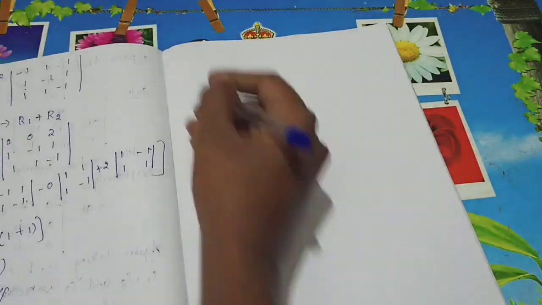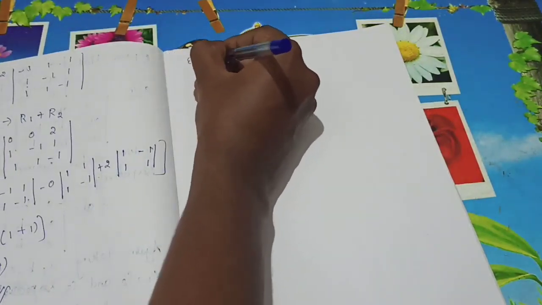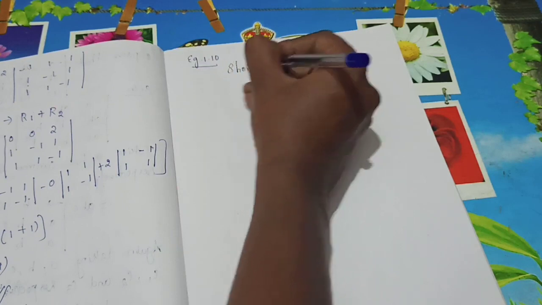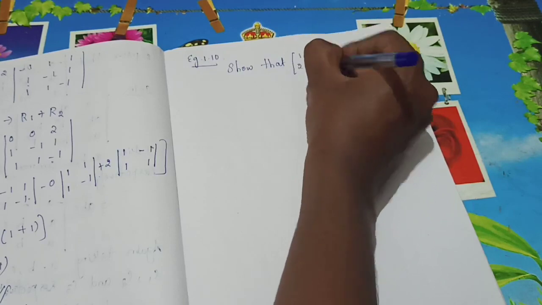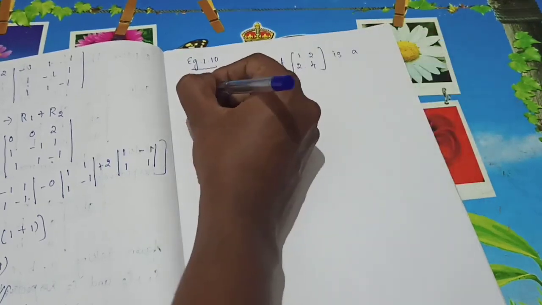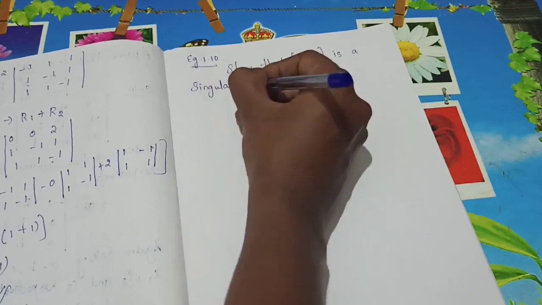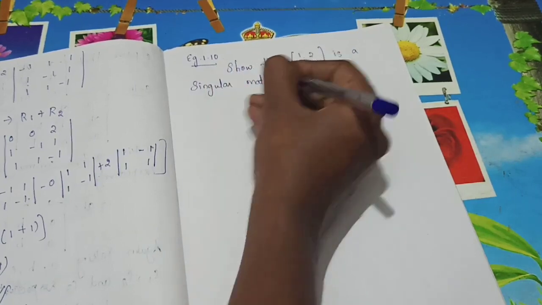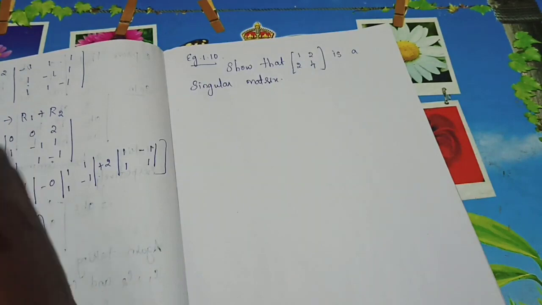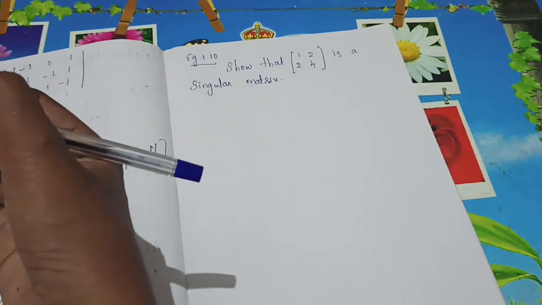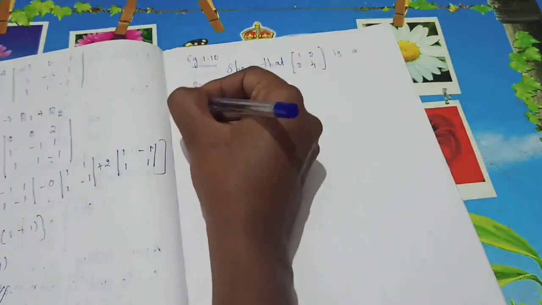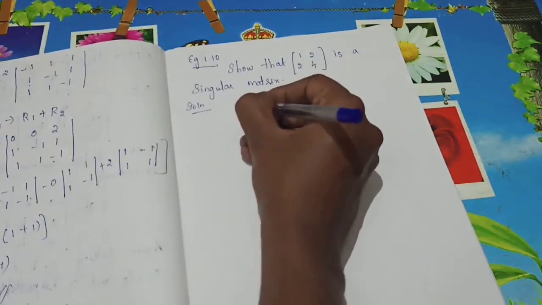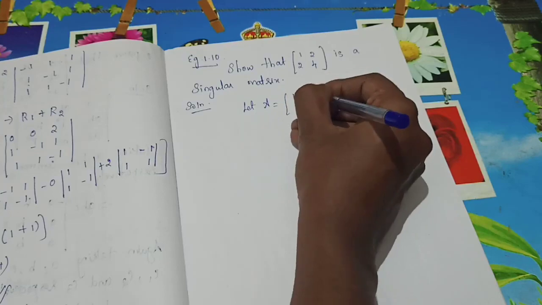Okay. So example 1.10, show that the matrix 1, 2, 2, 4 is a singular matrix. Singular matrix means what's the condition? A square matrix, if you are finding the determinant value and it is 0, you will say it is singular. If it is not equal to 0, you will say it is non-singular. So here you need to get the answer as 0. Correct? Solution. Let A be equal to the given matrix, you take it as A.